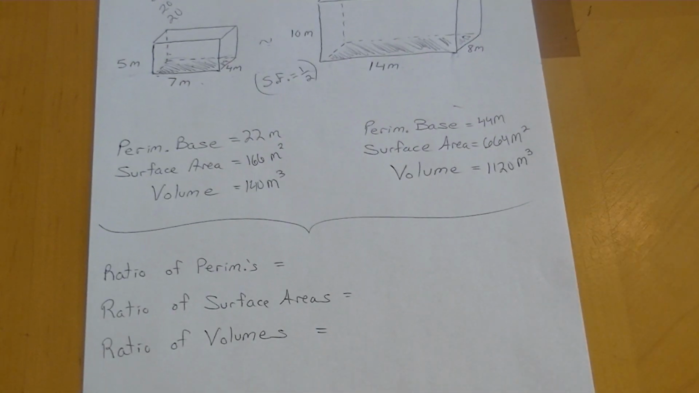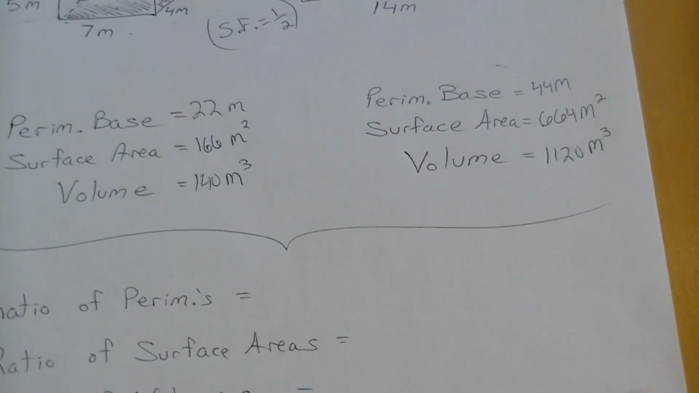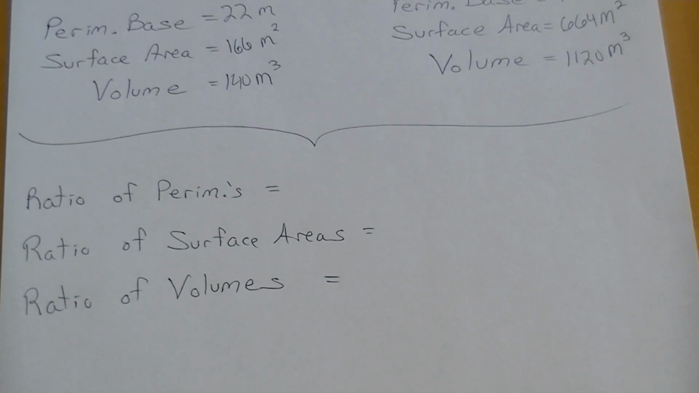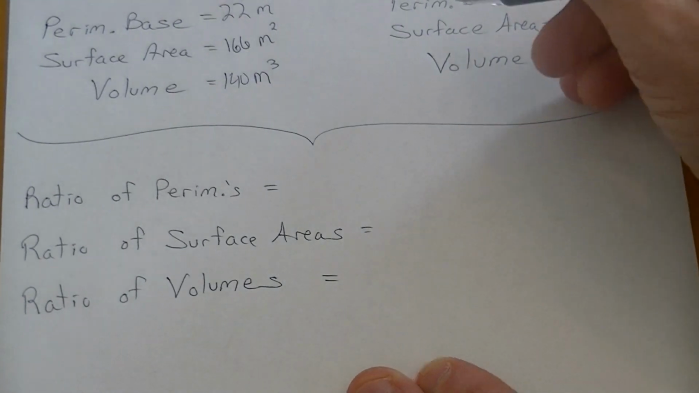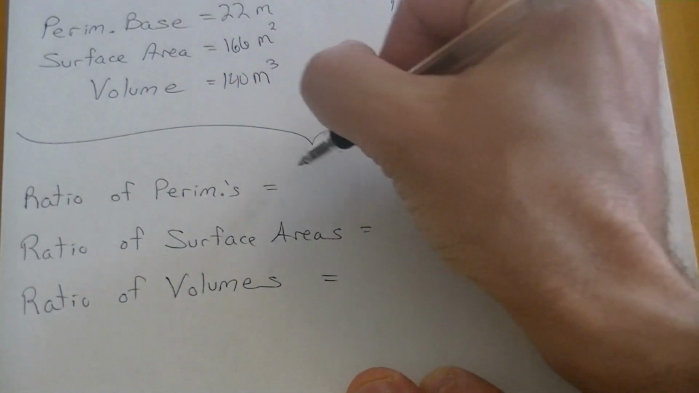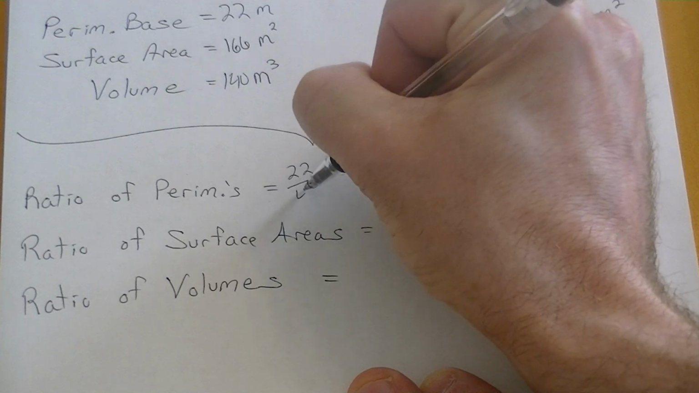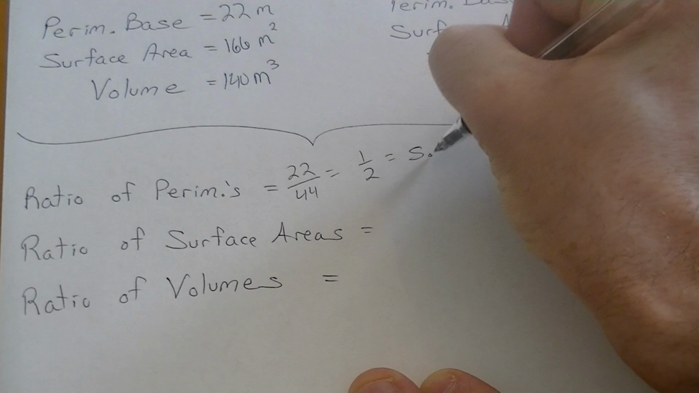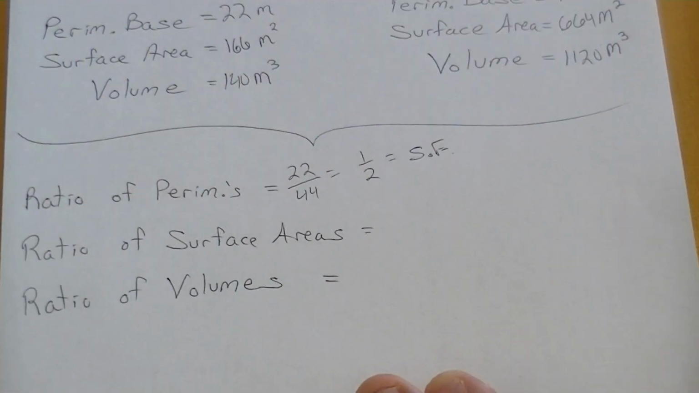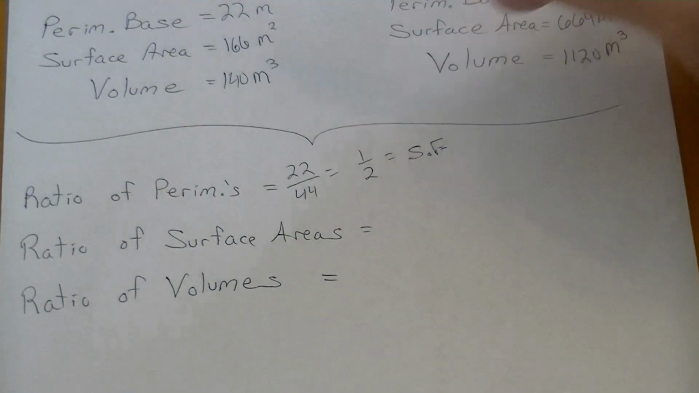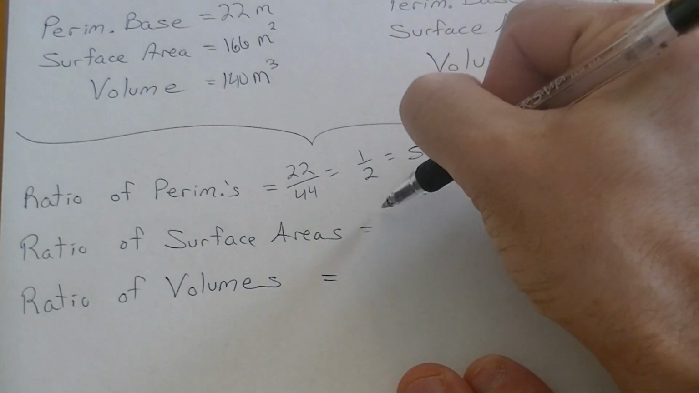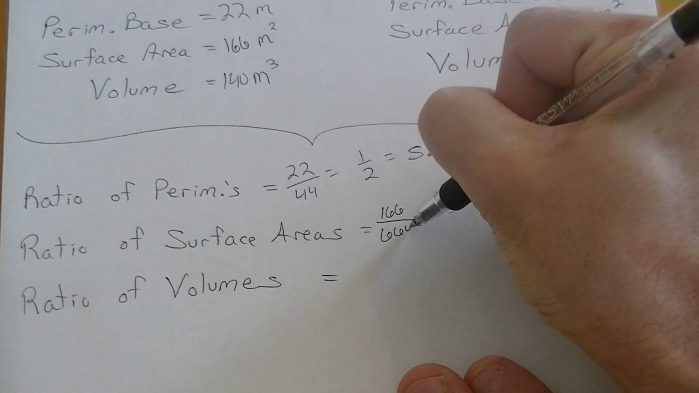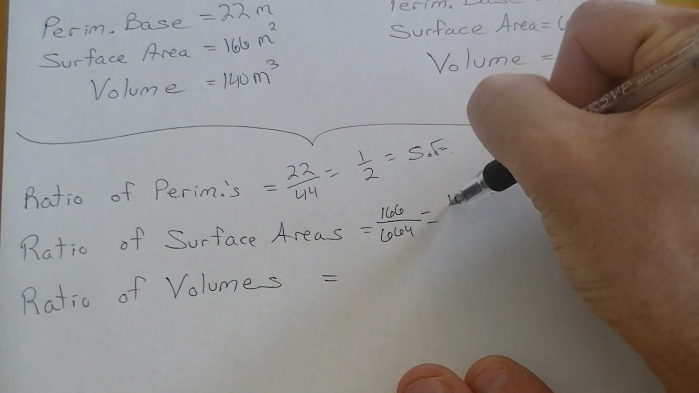So let me zoom in a little bit, do some more writing. So here's what's going on. If we make a ratio of these perimeters, it would be 22 over 44, which is 1 to 2, which is the scale factor. If we make a ratio of the surface areas, that would be 166 over 664. That simplifies to be 1/4.